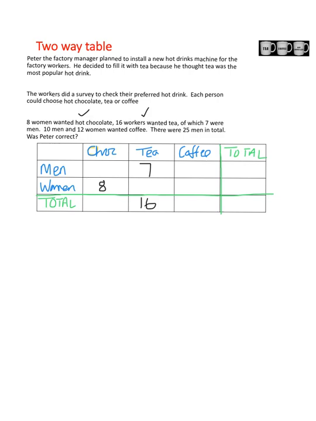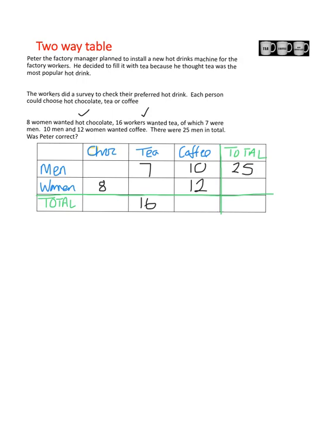10 men and 12 women wanted coffee. So that's 10 men in the coffee category and 12 women wanted coffee. And we're told there were 25 men in total. So I've put all the information in, and so basically what we need to do, if we've got a total, is look for any row or column which has just one square missing, and we can use the information to work out the missing total.